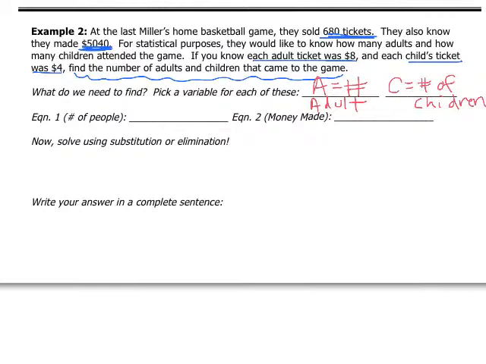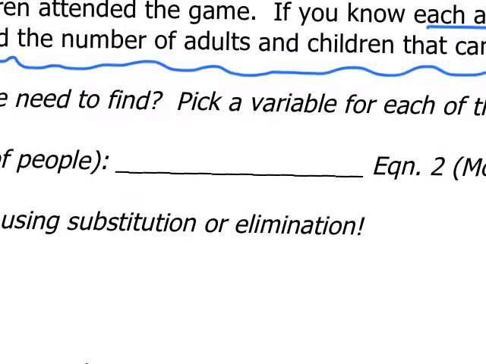So let's talk number of people or number of tickets first. We are still using the same format of total equals everything else. So what is the total number of tickets here? 680 tickets. So let's zoom in. I have 680 tickets total. How are those 680 tickets broken up? Into adults and children. How many of each? We don't know.